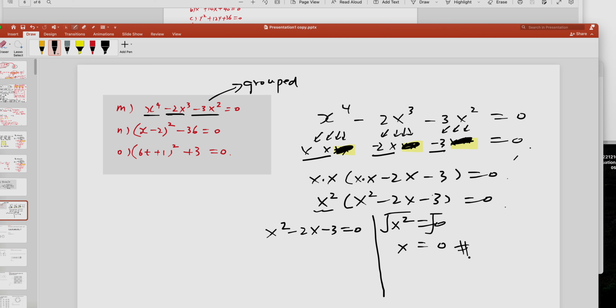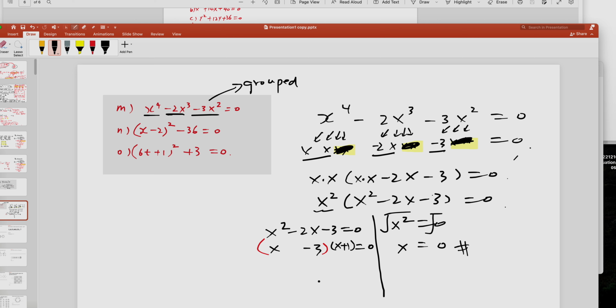Now, how do you solve this? The box, right? Correct. So therefore your x squared minus 2x minus 3 is unfactorized. So I just make it into factorized format. It will be x minus 3 and x plus 1 equals to 0.